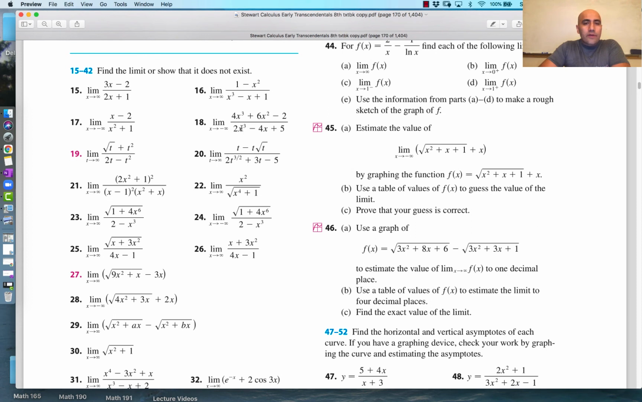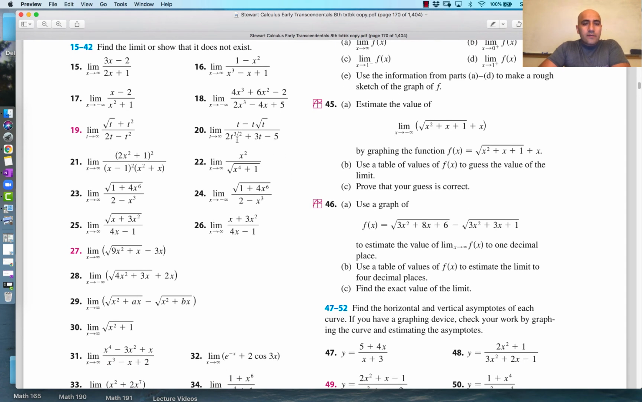Same with this one, 1 over x cubed over 1 over x cubed, 1 over x squared over 1 over x squared. This one's a little trickier, but this is the highest power in the denominator, so multiply the numerator and denominator by 1 over t to the 3 over 2, or the 1.5 power for both the numerator and denominator. Don't forget that the square root of t is the same as t to the power of 1 half, and then we can simplify this to be t to the power of 1.5, or 3 over 2, right? So this should be t to the power of 3 over 2.